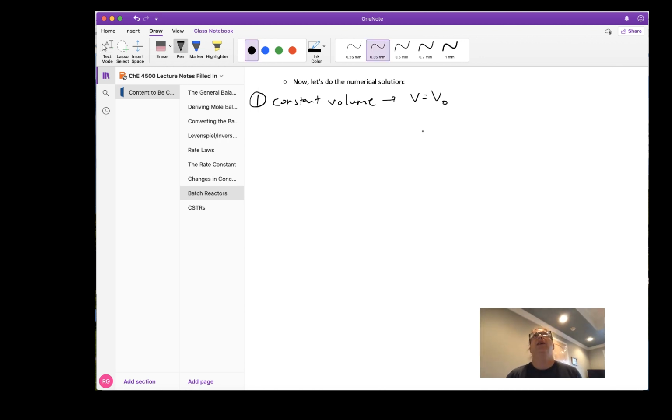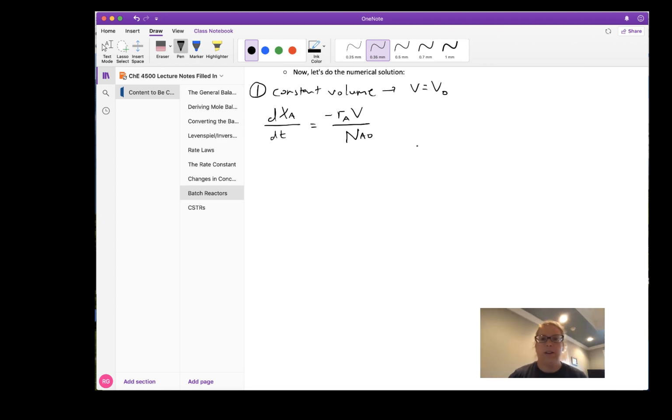So first thing I want to do, I'm going to write down my reactor mole balance. The question asks about a conversion. This is a scenario where I can use conversion. So I'm going to write down the mole balance in terms of conversion. So that's going to be dXA/dt is equal to minus rA V divided by NA. Okay, so now what I need to do is start filling in these terms.